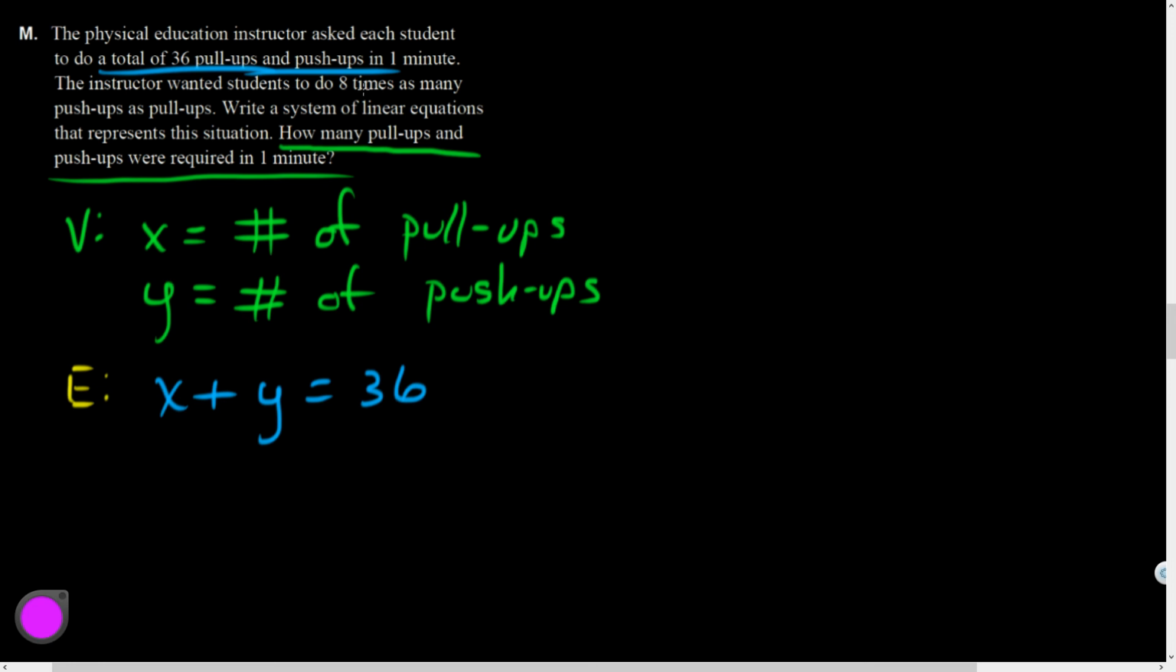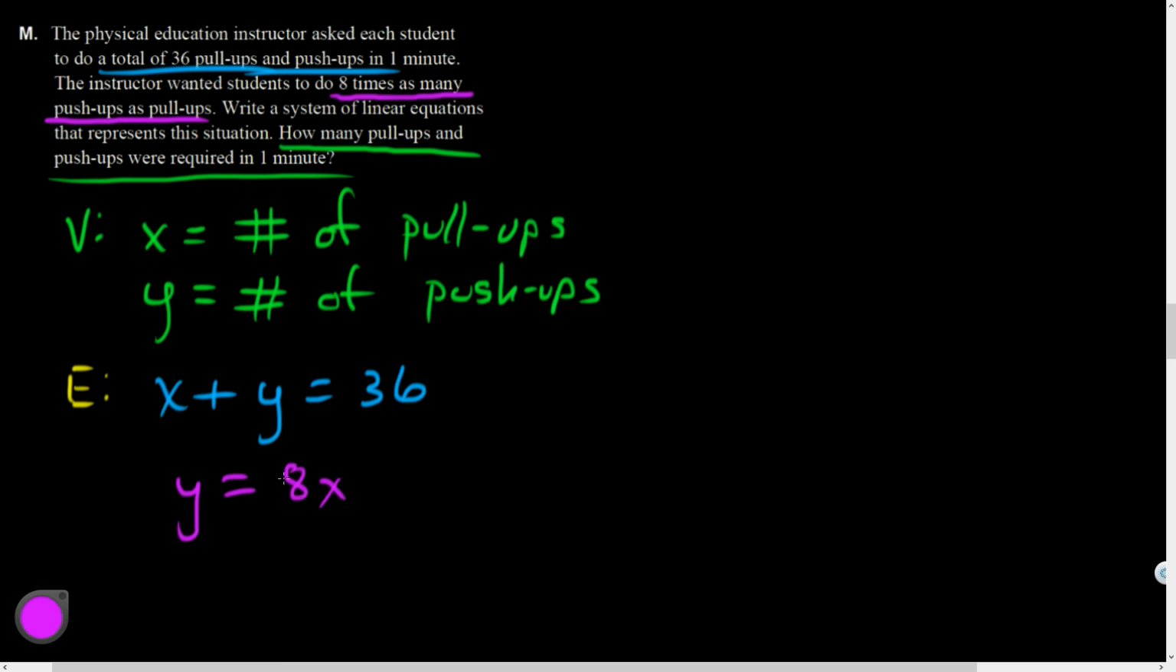It says the instructor wanted students to do 8 times as many push-ups as pull-ups. So the number of push-ups, that's y, is equal to 8 times as many pull-ups, 8x. Now, a lot of times, students will write 8y equals x, but if I wrote it that way, the number that would have been larger would have been the wrong thing. Here, which number is bigger, y or x?